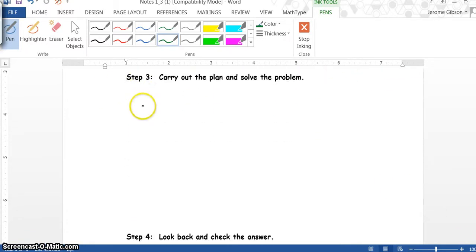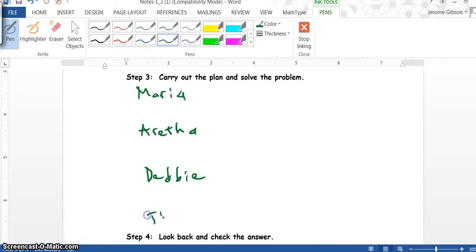Now, step 3 is going to be quite long, but we'll get through it. We have Maria, Aretha, Debbie, and Thelma. We need to do our tree diagrams for each one.